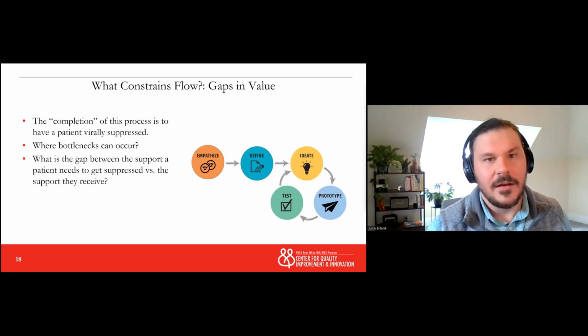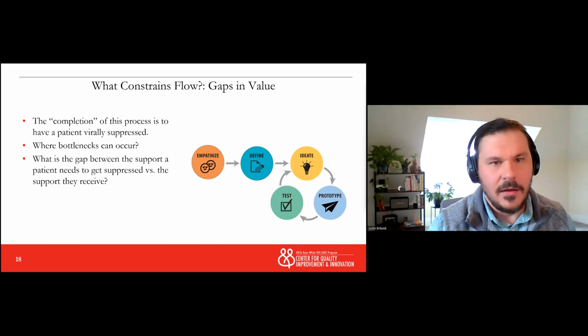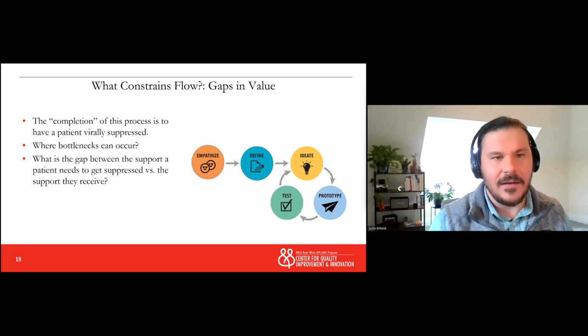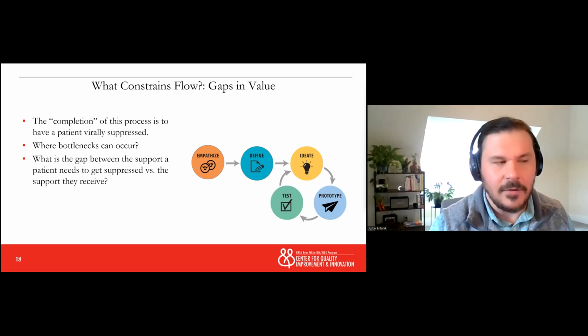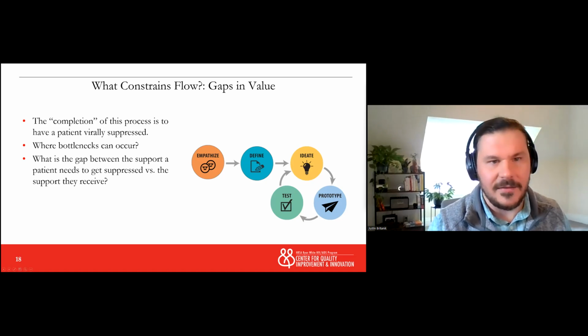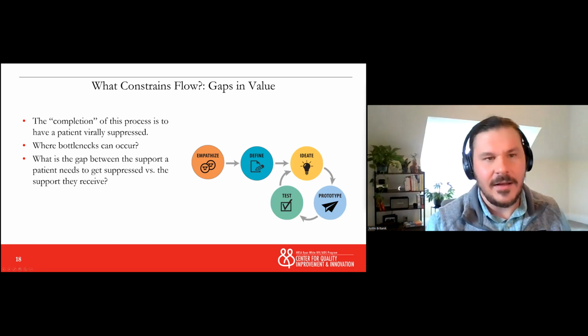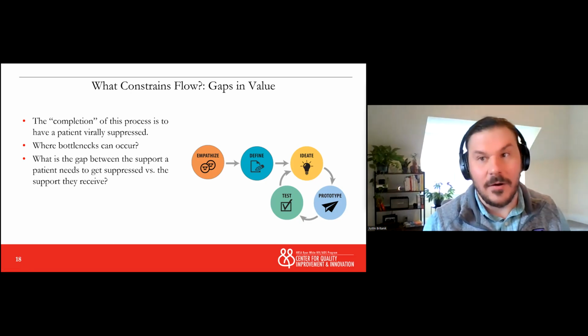And then the next type of constraint to value is this idea of gaps in value. So that's what constrains flow. If the completion of the process is being virally suppressed, we think about where the bottlenecks are, and the gap between the support a patient needs and the support they receive. This is kind of using an experience-based co-design model. Knowing what that patient needs, we have to know what value looks like to them to help them meet their goals. And if we have a mismatch there, that's another place where our flow can be interrupted.